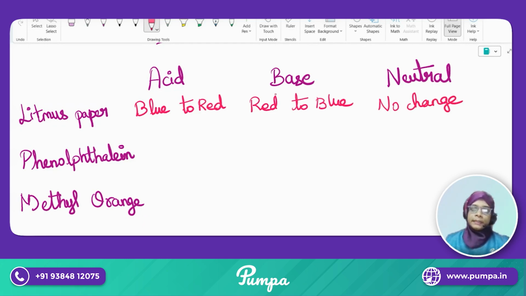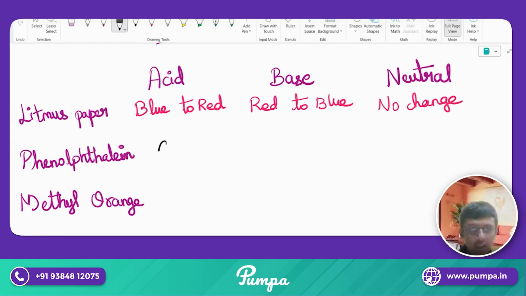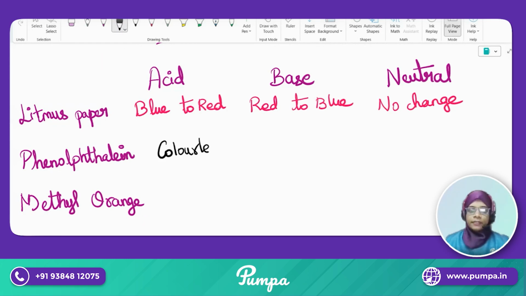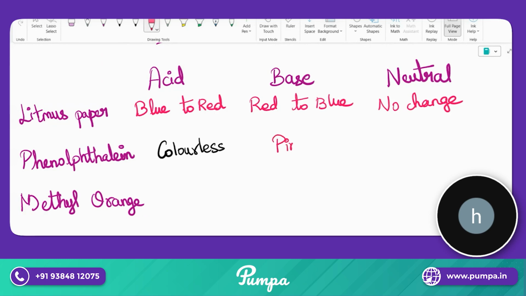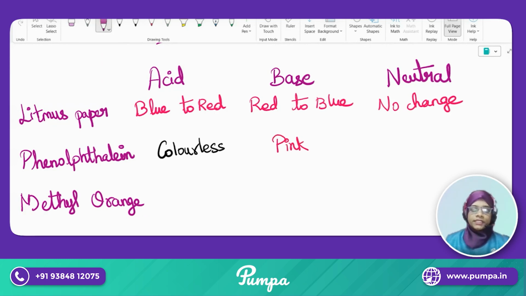For phenolphthalein, acid, it is colorless. And for base, pink in color. Okay. And methyl orange, red in acid, and in base yellow. Slightly, the color becomes lighter. So this is how the changes are.